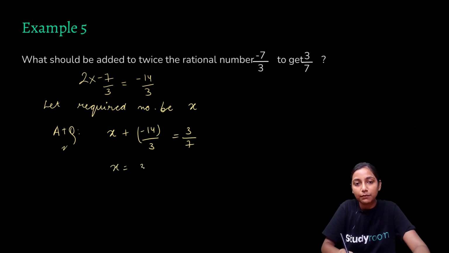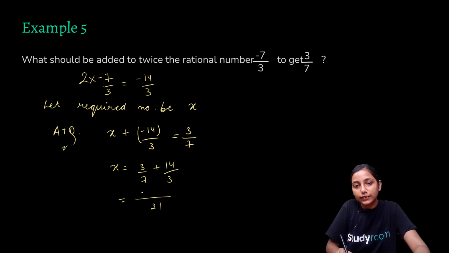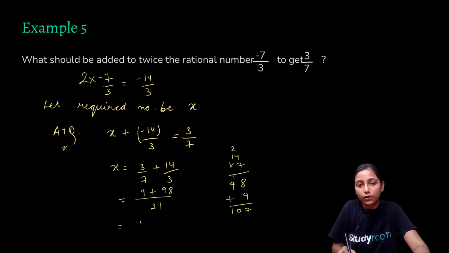x will be 3 by 7. This is minus 14 by 3. On this side it will become plus 14 by 3. The LCM is going to be 21. 3 sevens are 21, so 3 into 3 is 9, and then 14 into 7, you can do it on the rough side also, 98. 98 plus 9, this is going to be 107. 107 by 21.